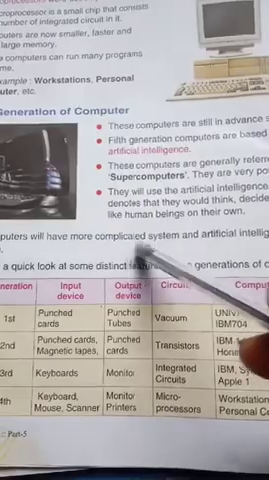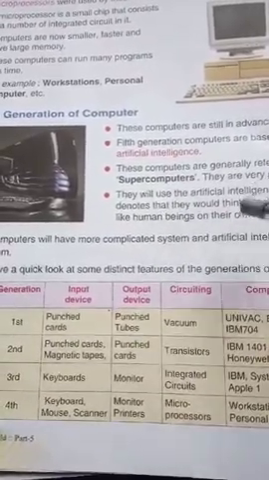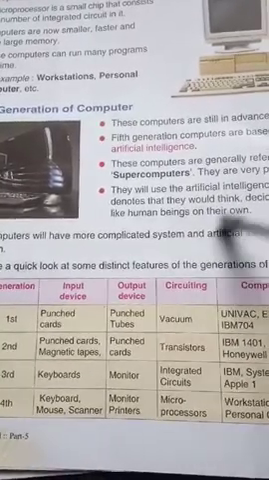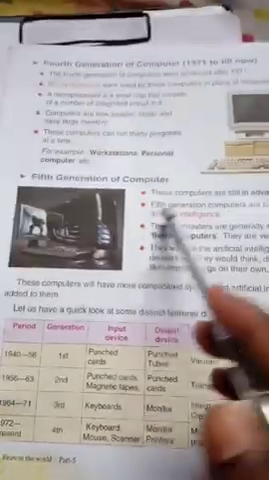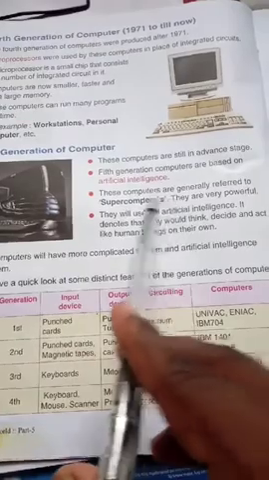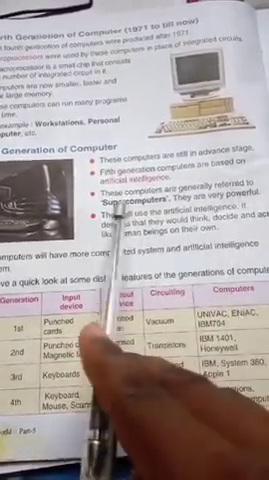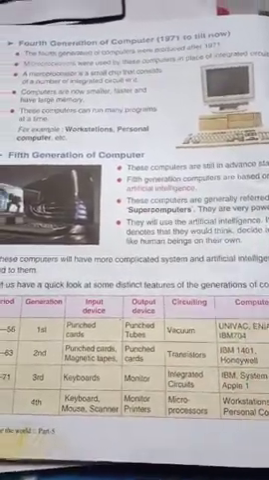The aim of fifth generation is to be able to solve highly complex problems, including decision making and logical reasoning. And in fifth generation computers, supercomputers are used. These computers are generally referred to as supercomputers, and they are very powerful too.